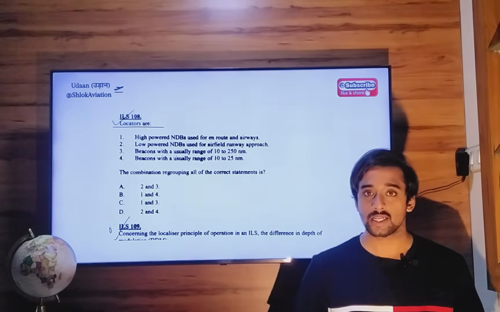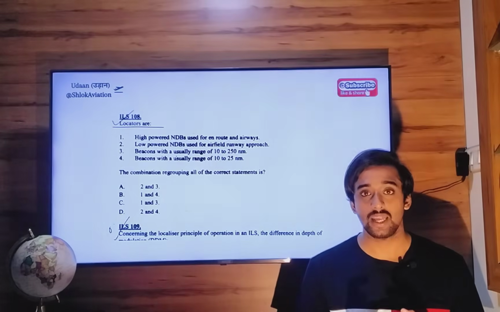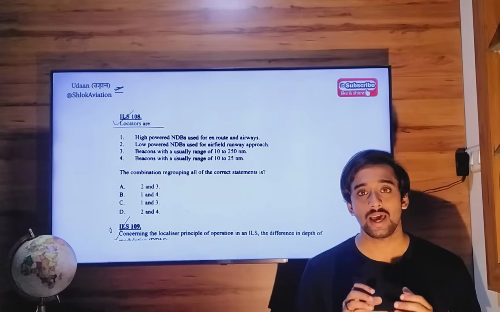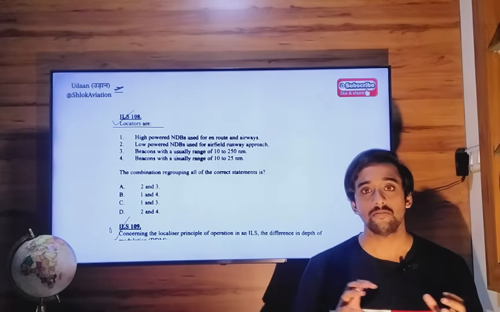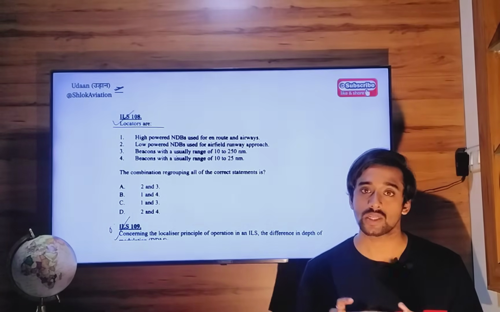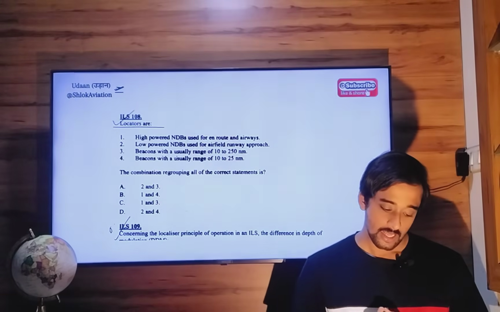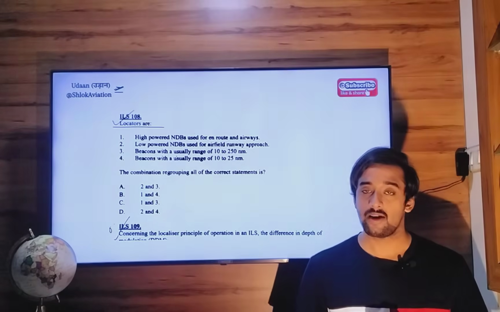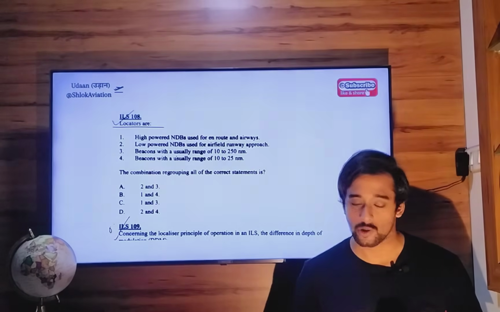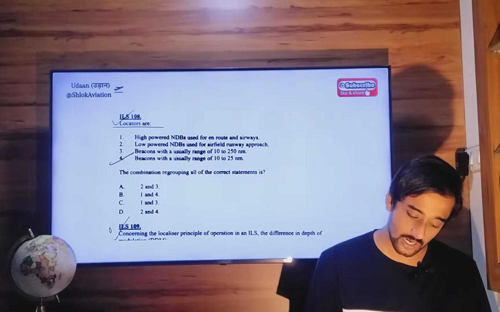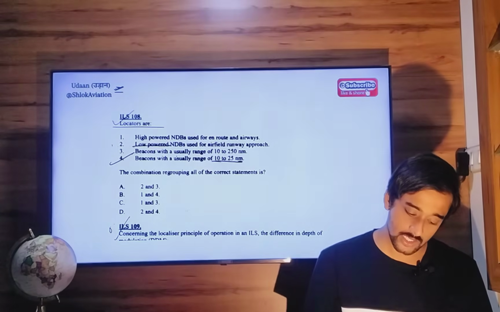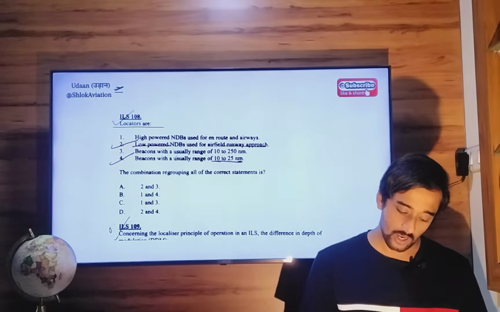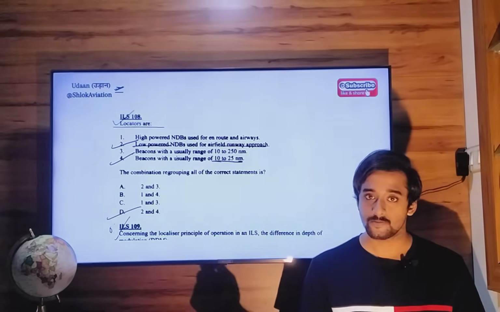Locators. Now what are locators? Locators are compass locators, NDB stations which replace the outer marker. These compass locators will help you navigate your aircraft inbound, that is towards the airport, towards the localizer course. These locators are low power NDB stations and they have a short range of 10 to 25 nautical miles. So option 4 is right, low powered NDBs used for airfield runway approach. So statements 2 and 4 are right. The correct option is delta.